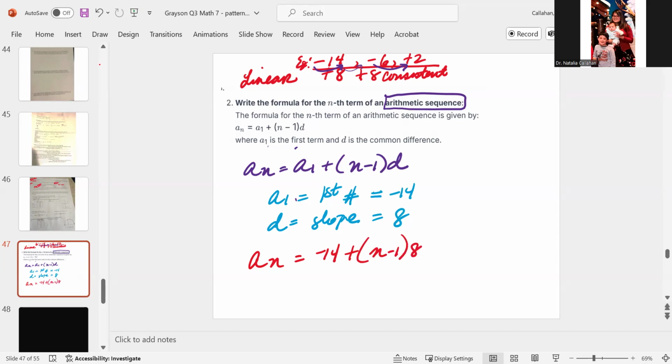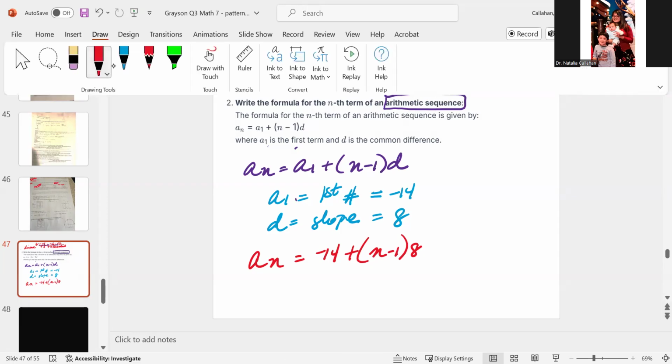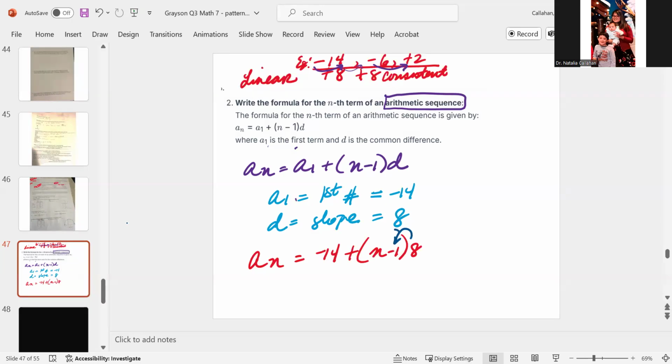Okay. So then we just need to rewrite this with a little bit of work with math. So I'm going to distribute the 8 in here and here.